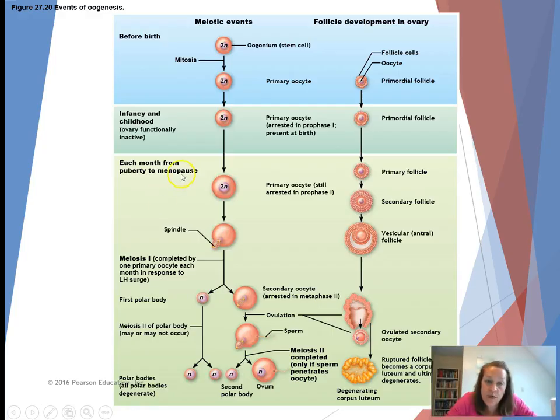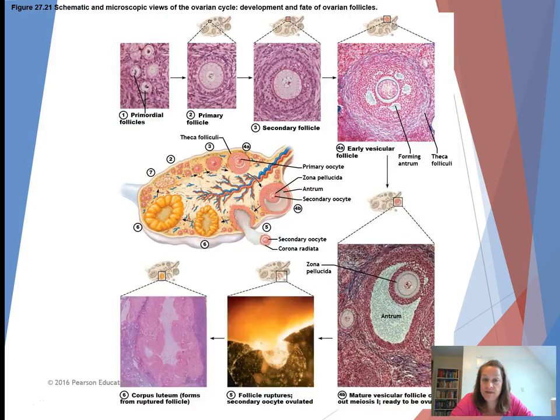So each month from puberty to menopause, the primary oocytes go through meiosis 1 and become secondary oocytes, and then they go through meiosis 2, and then they complete the cycle. Now, when we saw that one type B cell in males, that always gave rise to 4 sperm. We have 1 primary oocyte, and females will only get 1 egg out of that. So it's a much more limiting process than the male reproductive system.